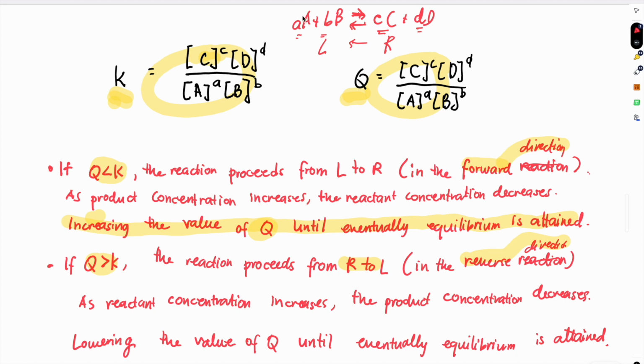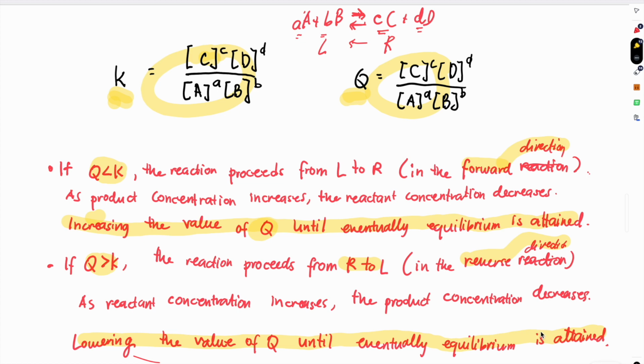when the concentration of A and B on the reactant side increases, the product concentration decreases. The concentration of the product will decrease. So, lowering the value of Q, it says here, lowering the value of Q until eventually equilibrium is attained. So, when it is in the reverse direction, your Q becomes smaller until it reaches equilibrium.